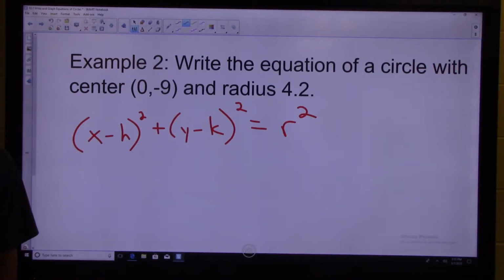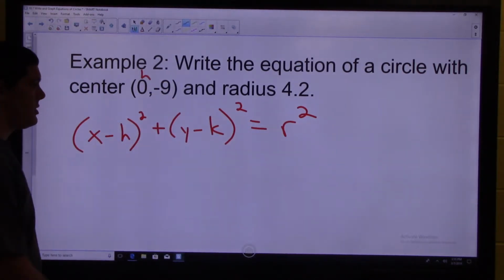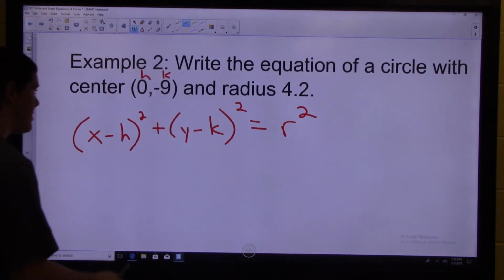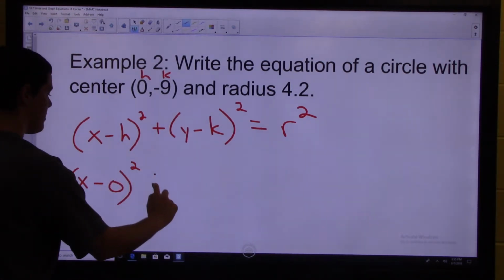All right. If you answered 0, the answer is correct. That right there is h, and negative 9 is going to be k. So let's plug 0 in for h. So this one's going to be x minus 0 again, squared.